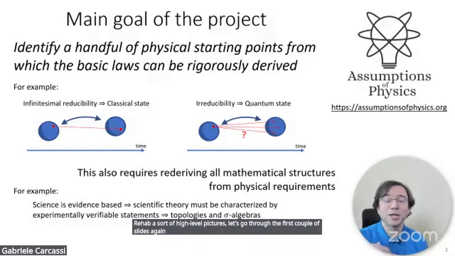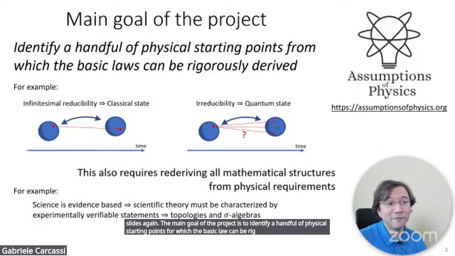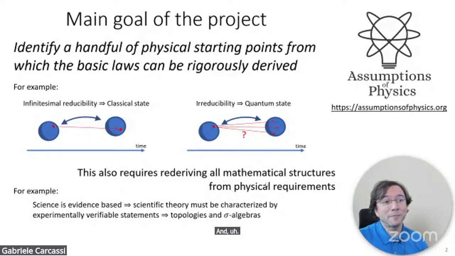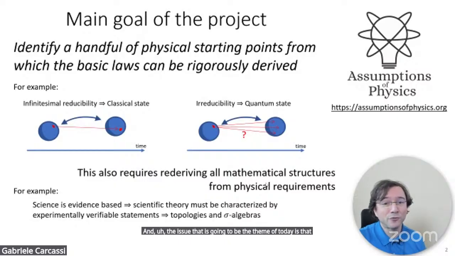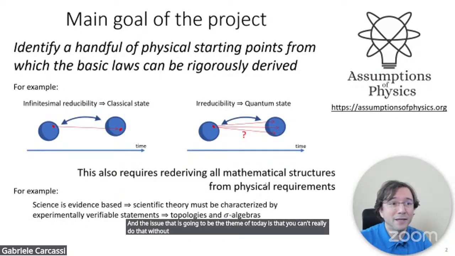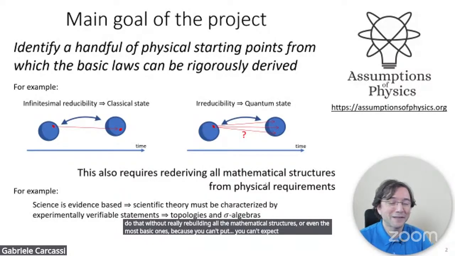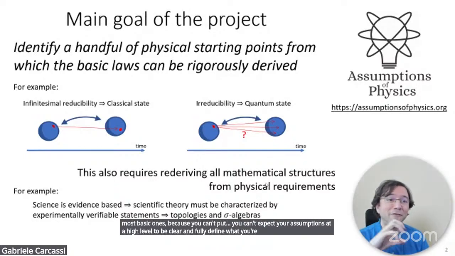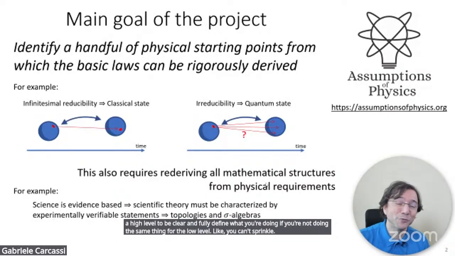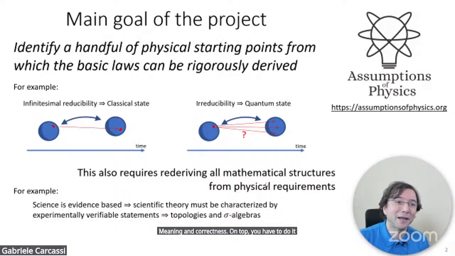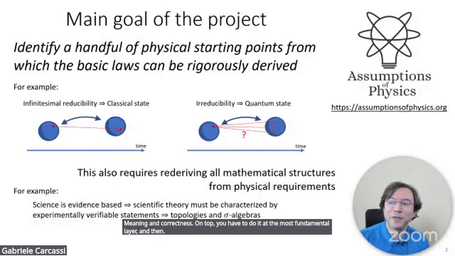The main goal of the project is to identify a handful of physical starting points from which the basic laws can be rigorously derived. And the issue that is going to be the theme of today is that you can't really do that without rebuilding all the mathematical structures, even the most basic ones, because you can't expect your assumptions at a high level to be clear and fully define what you're doing if you're not doing the same thing for the low level. You can't sprinkle meaning and correctness on top. You have to do it at the most fundamental layer and then grow the things consistently.